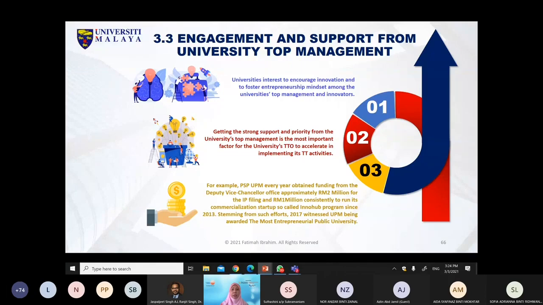Why I say that? Because looking back at the success story of UPM, I want to go again to UPM. For example, the UPM Technology Transfer Office, every year they got funding without fail, approximately 2 million for their IP filing and 1 million consistently to run their commercialization startup. They call it InnoHub. So UPM also has an entrepreneurship program. They call it InnoHub, and they have already about 47 startups, and they are very advanced. So they won the most entrepreneurial public university.